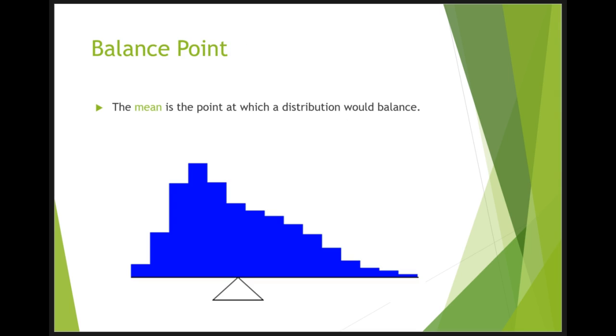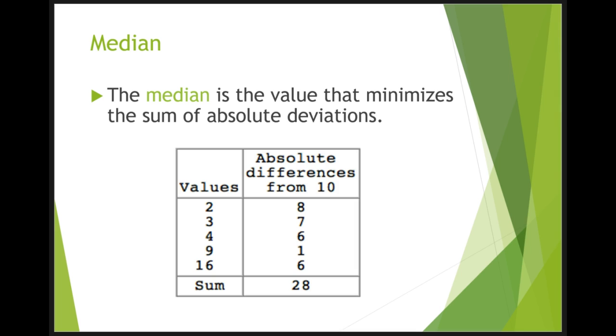The mean is the point on which a distribution would balance. So in the figure, the fulcrum, the top of the triangle, is the mean of that distribution. The median is the value that minimizes the sum of absolute deviations. Here, the absolute differences from the arbitrarily chosen number 10 are shown. The total is 28. The sum of the absolute deviations from the median of 4 is only 19. Of course, the value that minimizes the sum of absolute deviations is also the value that minimizes the average absolute deviation.